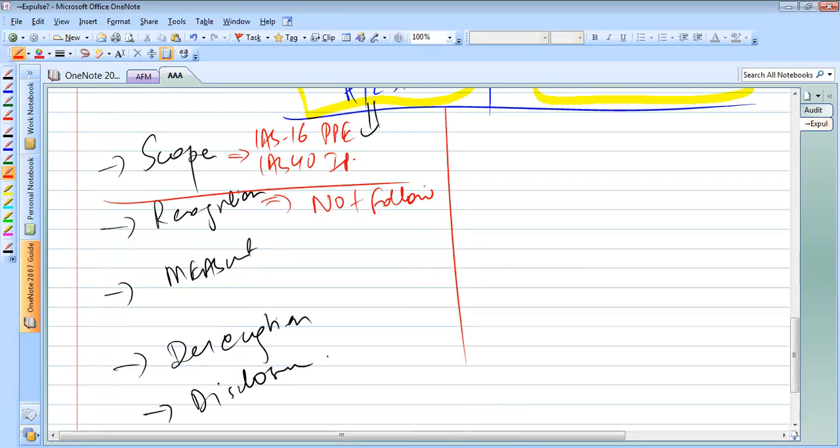IAS 16 says a property, plant, equipment has to be recognized if it is probable that future economic benefits will flow to the entity and the cost can be estimated reliably. Now, if you are unable to estimate the cost of an asset reliably and still you have recognized that asset, that means that you have violated the recognition criteria. And if you have violated the recognition criteria, that's a non-compliance of accounting standard. And that is ultimately going to be a misstatement.